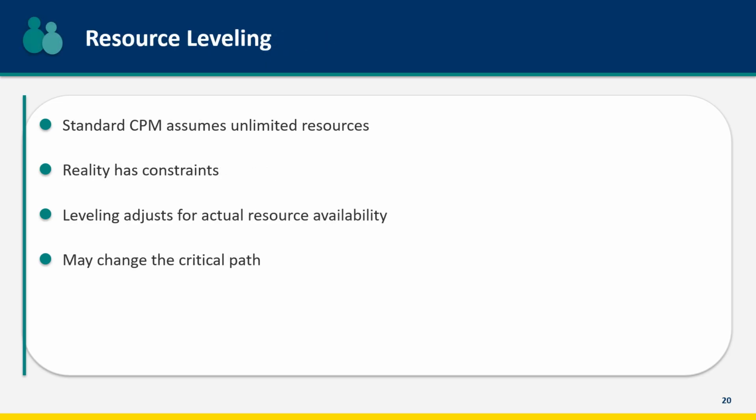Standard critical path analysis assumes unlimited resources. Every task can proceed as soon as its predecessors are complete. In reality, resources are constrained. You might have only one database administrator. If two tasks need the DBA simultaneously, one must wait. Resource leveling adjusts the schedule for actual availability. When you level resources, the schedule often gets longer, and the critical path may change. What was parallel becomes sequential due to resource constraints. Always level your schedule before publishing dates.